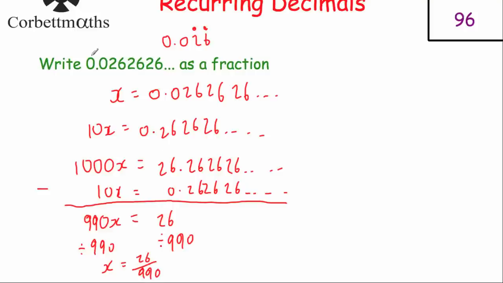And that's it. So we have written 0.0262626 as a fraction, as 26 over 990. And that's it. Now, we could sometimes in the question be asked to cancel it down.